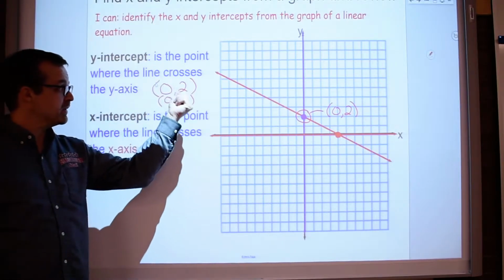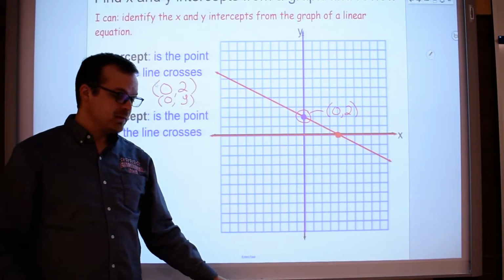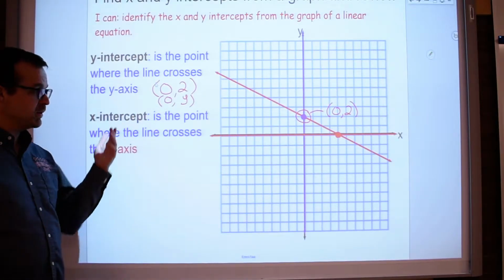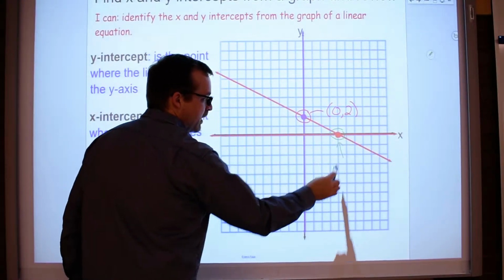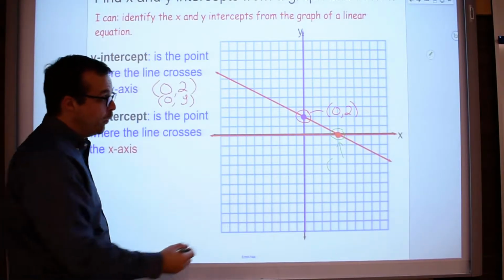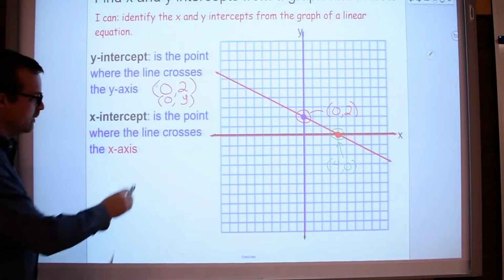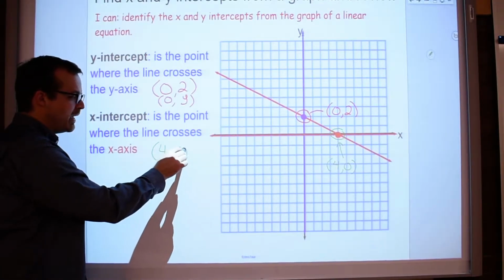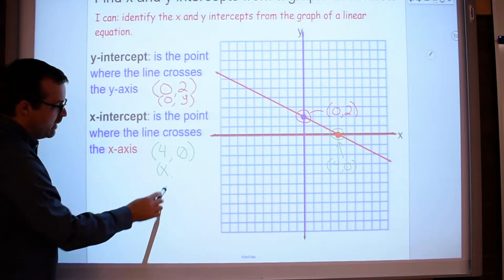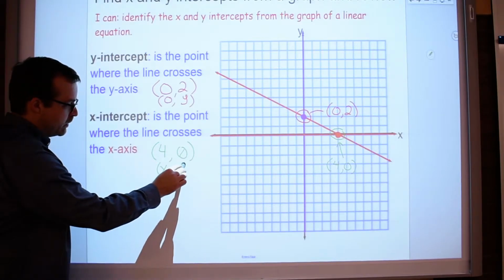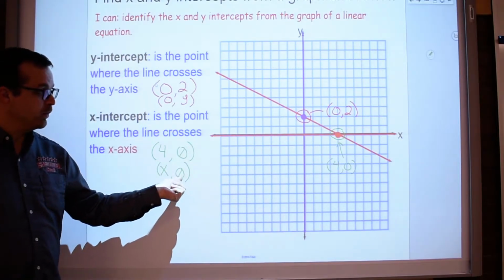Again, one more time, the y-intercept has a y value, and is where x is equal to 0. The x-intercept is very much like that. The x-intercept is where the line crosses the x-axis. That would be this point right here, and that would be the point (4, 0). And (4, 0), again, has an x value where the y value is 0. Okay, so the x-intercept has an x value, and the y value will always be 0. And that's just because the x-axis goes through the y-axis at 0, and so the y would be 0.